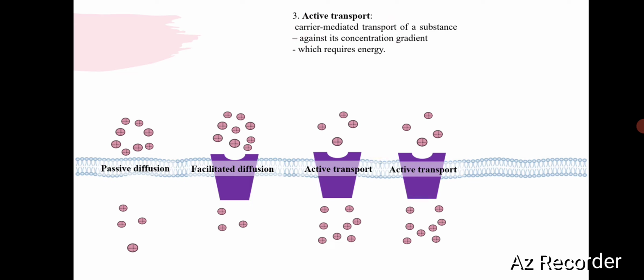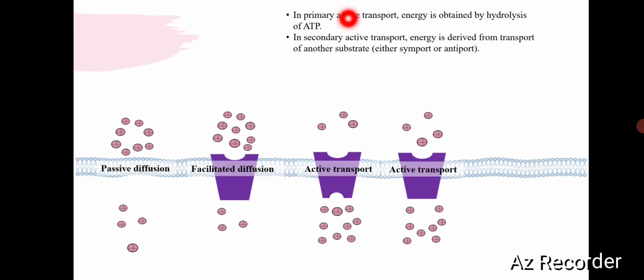Active transport is further classified as primary active transport and secondary active transport. In primary active transport, the energy is obtained by hydrolysis of ATP. For example, the sodium-potassium pump. This pump uses ATP to move sodium out of the cell and potassium into the cell.